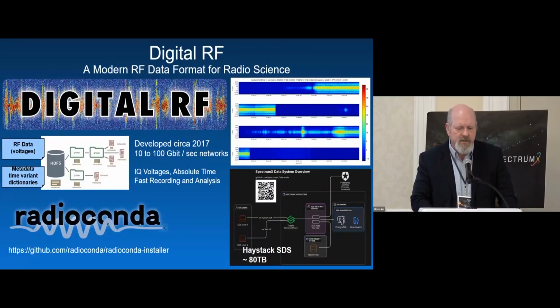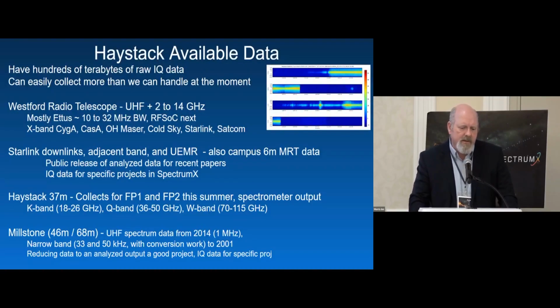Our data is usually in digital RF. I have about 80 terabytes on a Haystack SDS to stage data. It is not enough for us to actually put everything up and make it available. And there are often problems with making data available and concerns. So between our systems we have hundreds of terabytes of raw IQ sitting around. I can easily collect more data than anyone here can handle. In fact, we don't have enough resources in SpectrumX to handle the amount of data that we could collect. We have a lot of Westford data that's very interesting, some of which can be publicly released, especially things that look like astronomy.